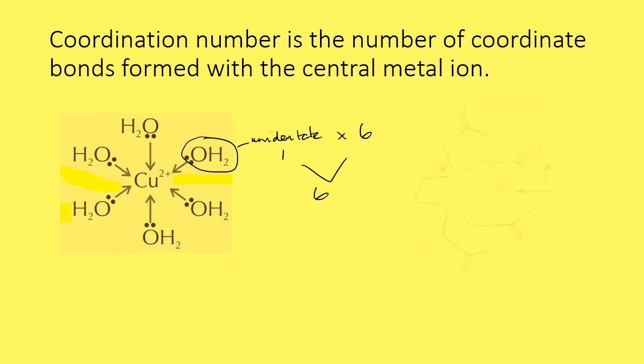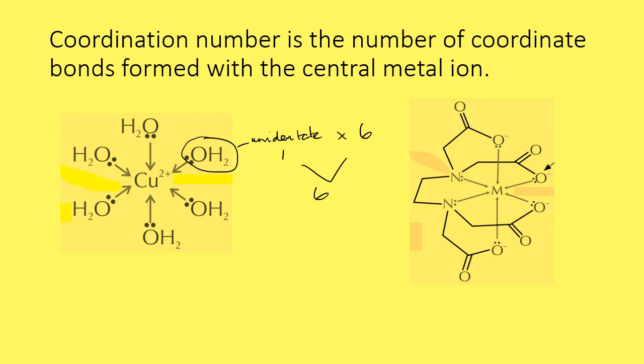And in the other example we looked at, we had EDTA. So let's put a circle around it. EDTA is all surrounded by one molecule, one ligand, making 6. So it's one ligand making 6 coordinate bonds. So our coordination number is 6.